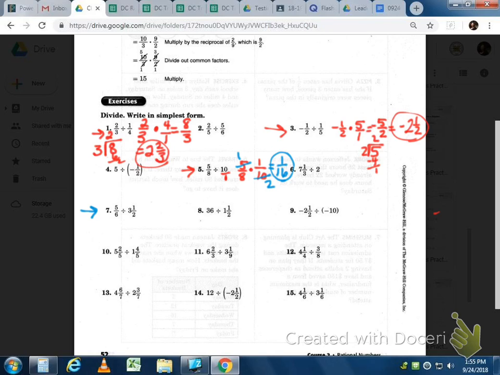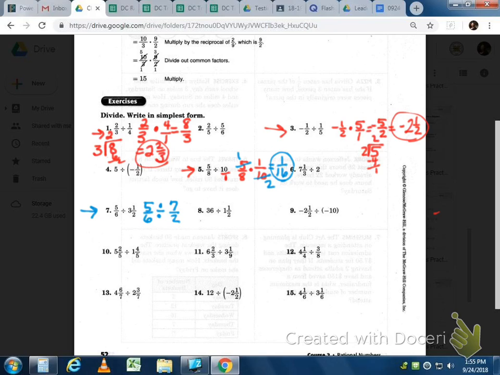5/6 divided by 3 1/2. Before we get too far, Eli, we're going to let you do this one. 5/6 is going to stay the same, Eli, and we're going to leave division there. Everybody do that. Leave division there to begin with. Before you change to multiplication, you need to change 3 1/2 to a fraction. So Eli, what would that be? Very good. 7 over 2.